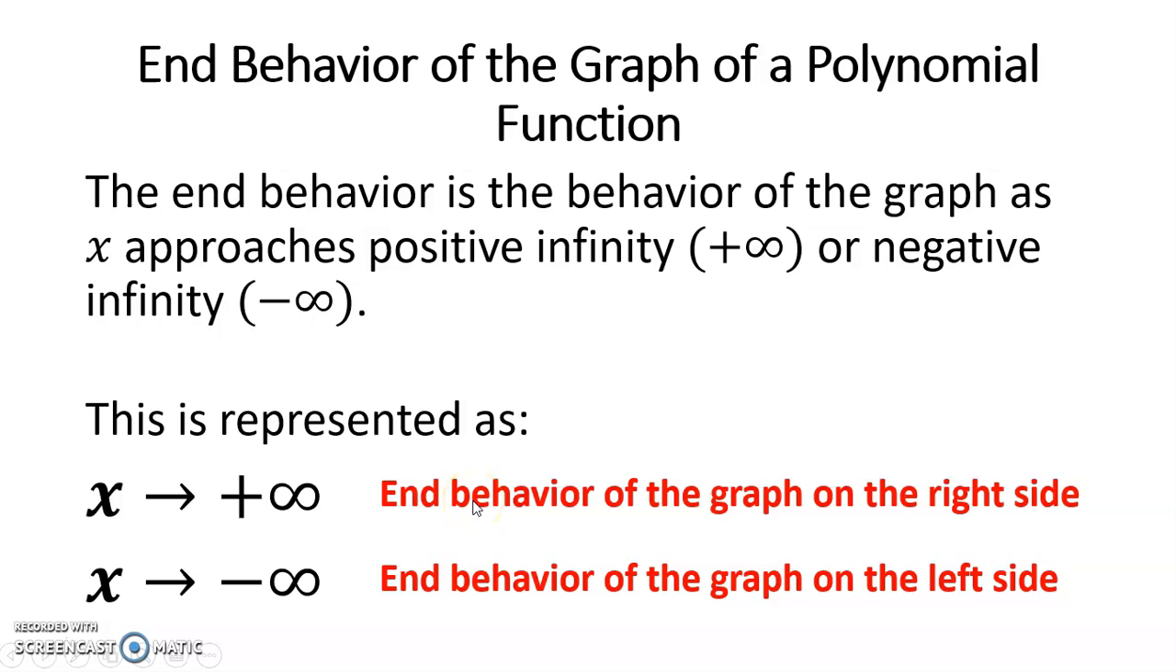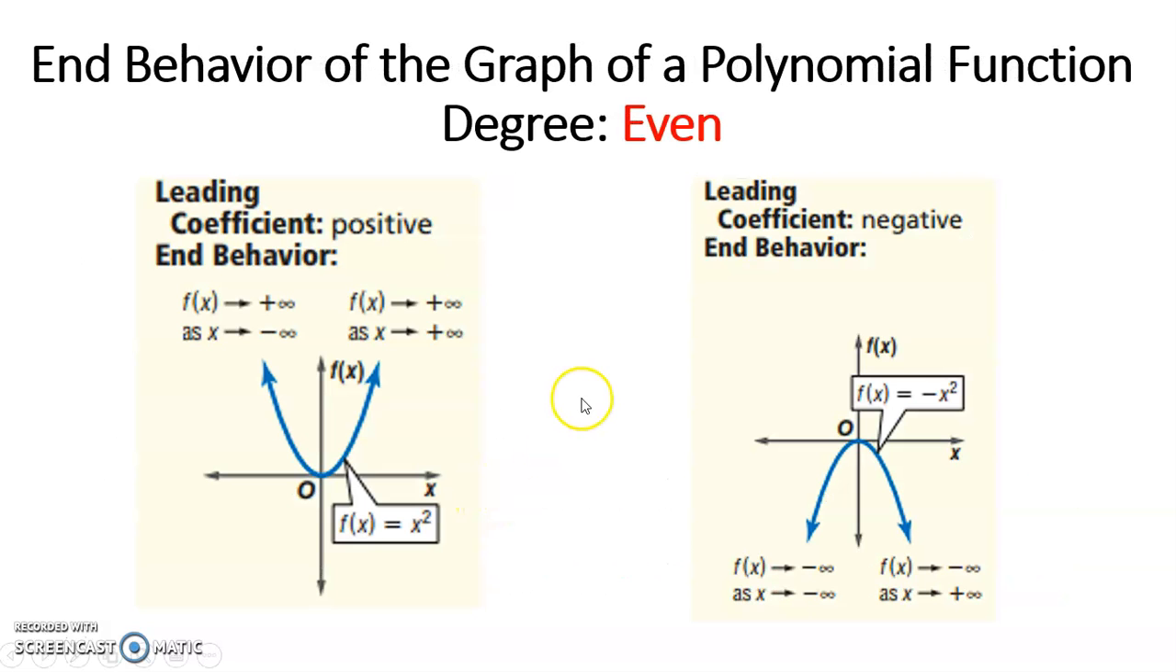Okay, so let us see the end behaviors of the graph of a polynomial function. So let us first start with a polynomial function that has an even degree. One example that we could have for a polynomial function that has an even degree, which we are already familiar with, is the quadratic function. So notice that if the leading coefficient of a quadratic function is positive, we have a graph of a parabola which opens upward.